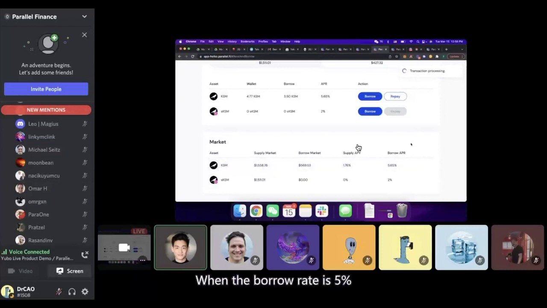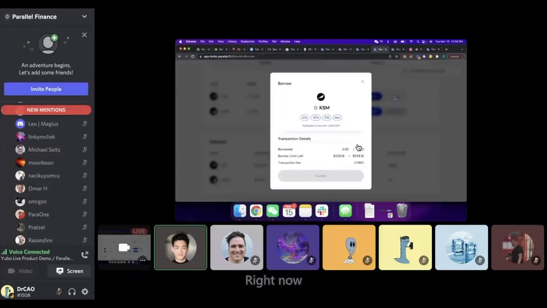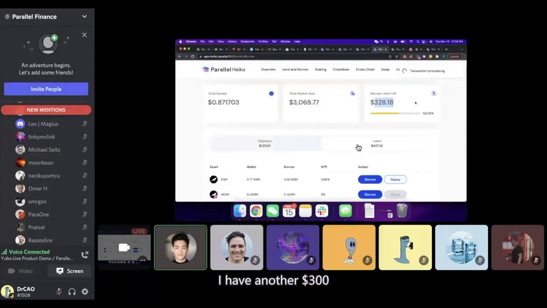When you borrow at 5%, you earn 17%. That's perfect. So I can keep on borrowing in this process, and then I can borrow more. Right now, because I supplied, I have another $300. So I can repeat the process.